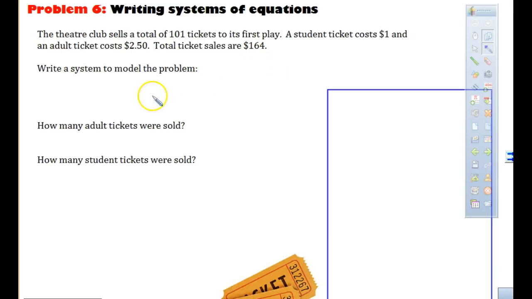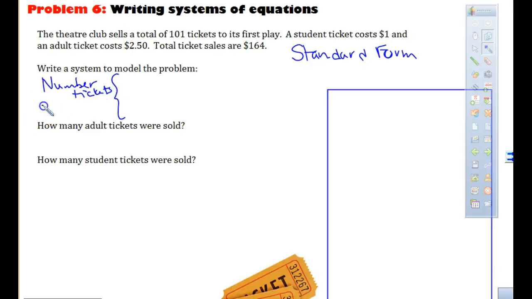We have seen this one before. Please try and write in standard form. That's the easiest way to do these, okay? Standard form is how these are set up. The first one deals with the number of tickets. So when you give me the first one, I want to know the number of tickets. So please try to write that. The second equation is the value. Okay? Write it. Check with your shoulder partner.